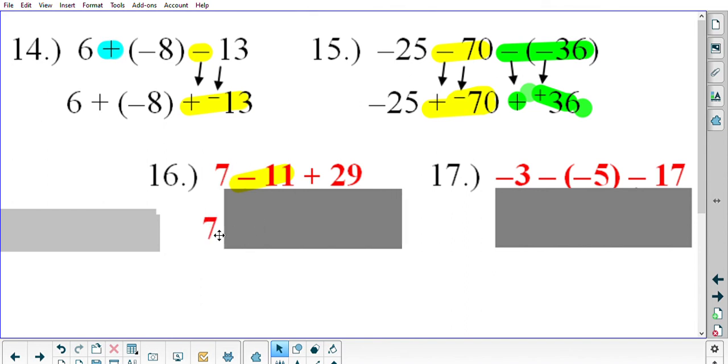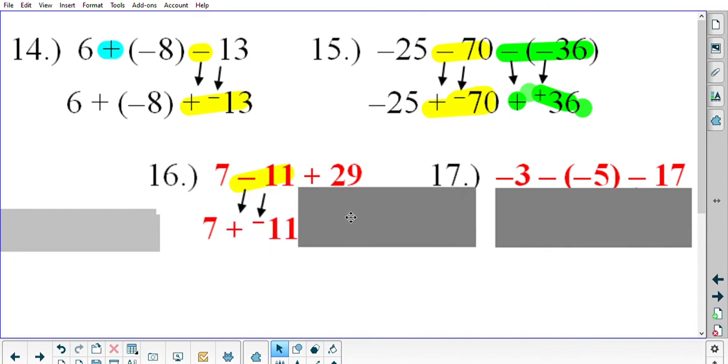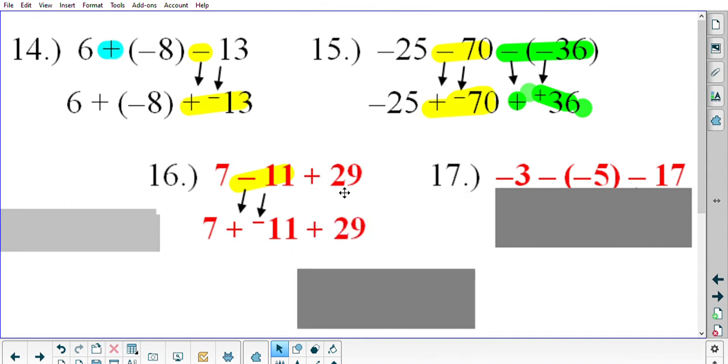Did you keep 7 as 7? You should have. Subtracting of 11 should become adding negative 11. Because of the rule of the day, subtraction is the same as adding the opposite. But the next part is not subtraction. The next part is addition of 29. That should stay the way it was. Never, ever, ever rewrite addition symbol problems into adding the opposite. It's wrong. Don't do it. It will not work.